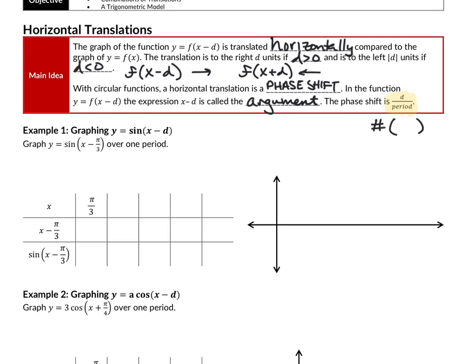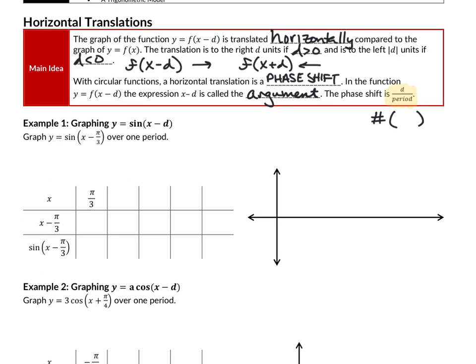So we're going to be graphing y equals sine of x minus pi over 3 for one period. Now, if you think about the steps that we took last class to graph these functions, we're going to follow the same idea. And as we get more comfortable with this, you may not need the table to do this, but while we're learning, it'll be helpful. So what we're going to do is take that argument, x minus pi over 3, and figure out what its new period would be.